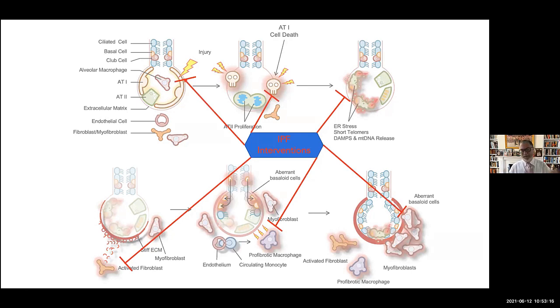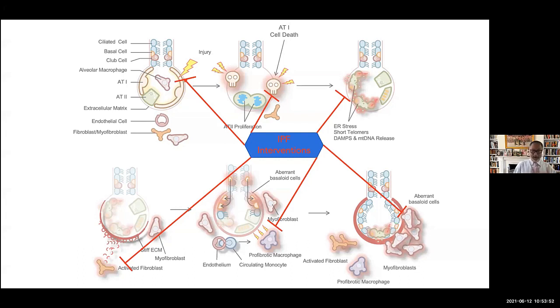One is we could prevent the injury, and this is by healthy lifestyle and avoiding air pollution and smoking and vaping and stuff like this. But also maybe there are drugs that could prevent the death of the cells. And then there may be drugs that could prevent the danger signal, and drugs that prevent the activation of fibroblasts or the migration of profibrotic macrophages or the aberrant basaloid cells. So the silver lining is that we have a lot to do, and now we actually start to know what we need to do.